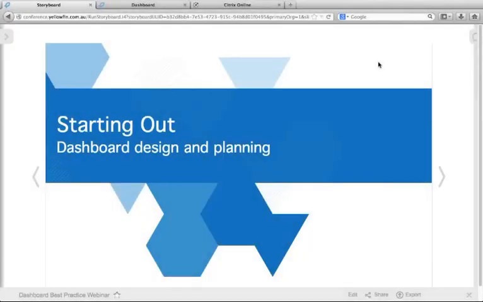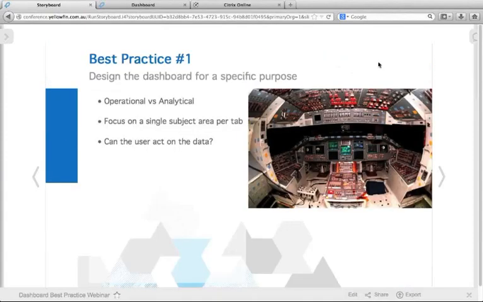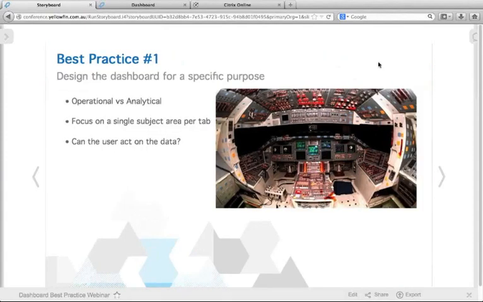Thank you, Ivan. So I'll now start to discuss some of the best practices around designing and planning your dashboards. So when getting started with your dashboard design, a common approach is to jump straight into building the content. But what we see is without a clear vision, dashboards can start to lose their purpose and then start to lose their value.